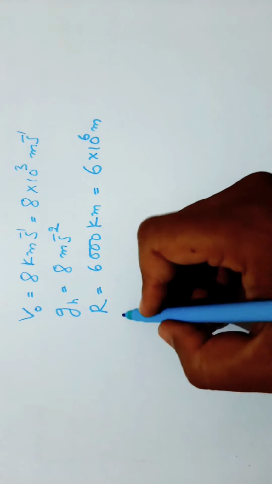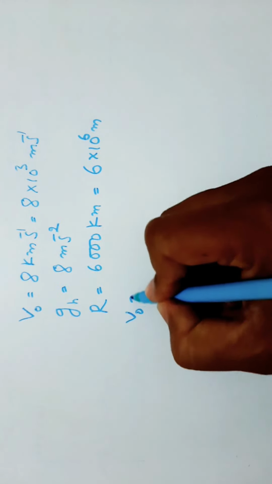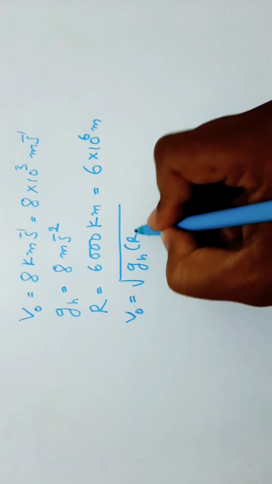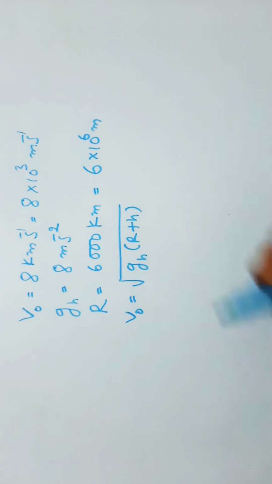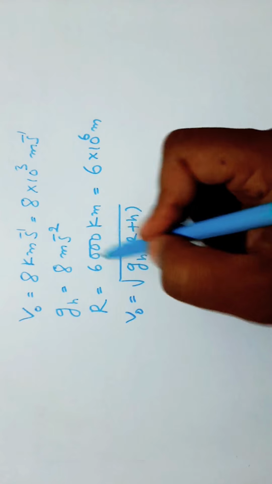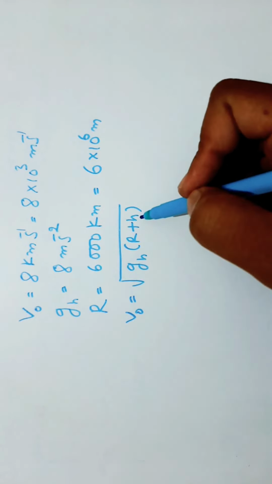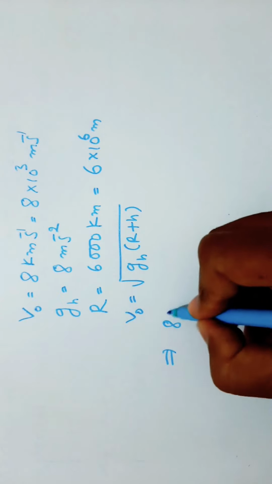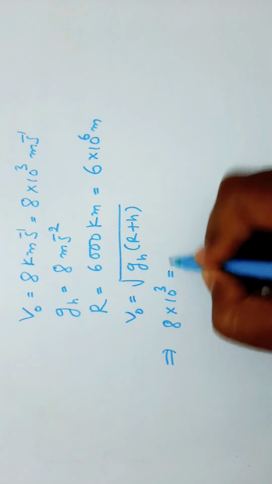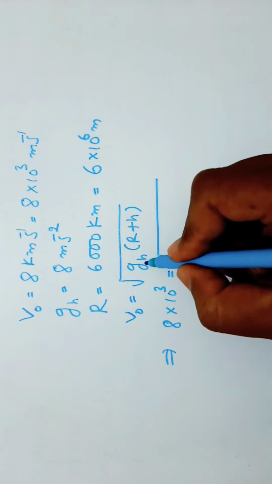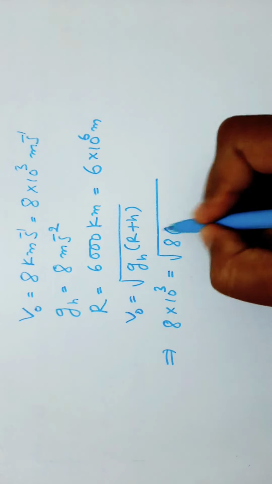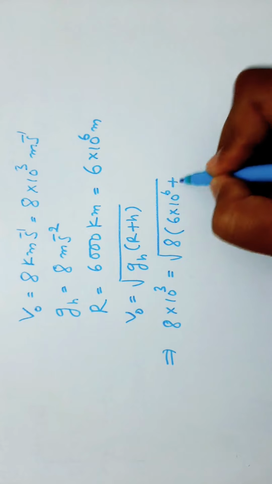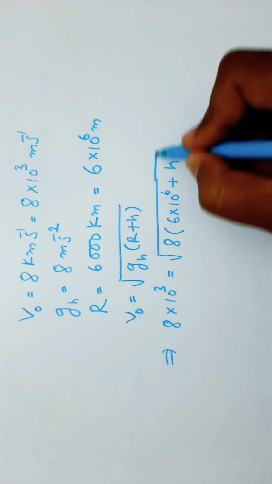So here we have a formula, that is V0 is equal to square root of GH by R plus H. So substitute these values in this equation, we can get H. So here V0 is equal to 8 into 10 to the power of 3, that is equal to square root of, here GH is equal to 8. Here Re is equal to 6 into 10 to the power of 6 plus H.